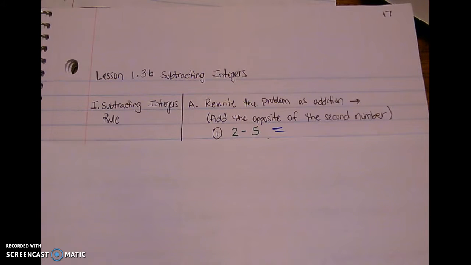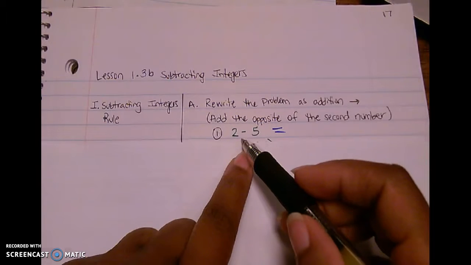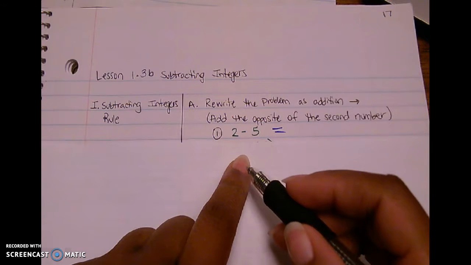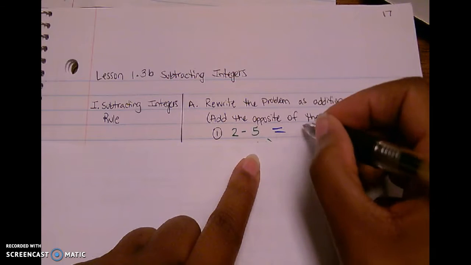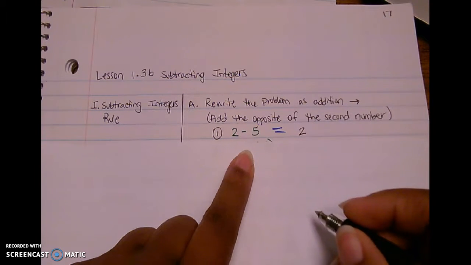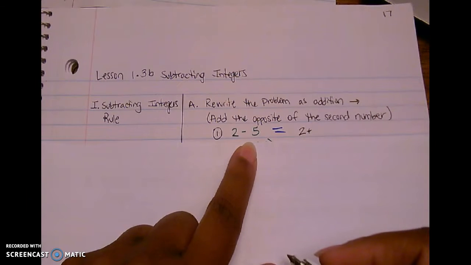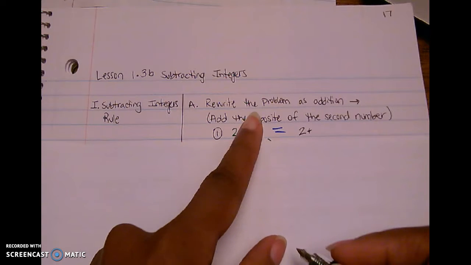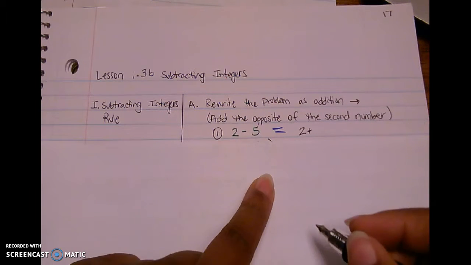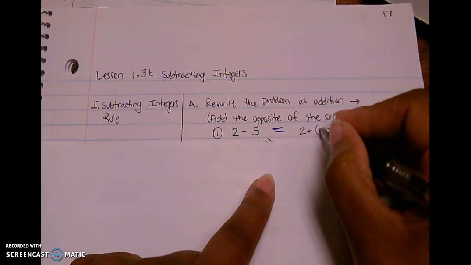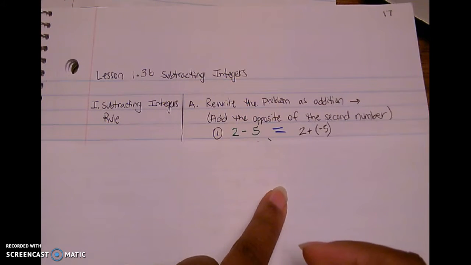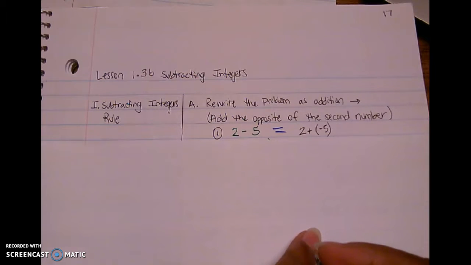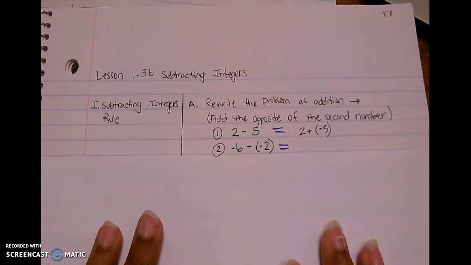Then, let's try a problem, okay? When I say I want to add the opposite of the second number, here's what that looks like. If I want to rewrite this 2 minus 5 as an addition problem, I'm going to say 2, which is my starting number, plus, what is the opposite of positive 5? Because this is a positive 5. What's the opposite of it? The opposite of positive is negative. So my problem now becomes 2 plus negative 5. Okay? I'm just practicing rewriting here.